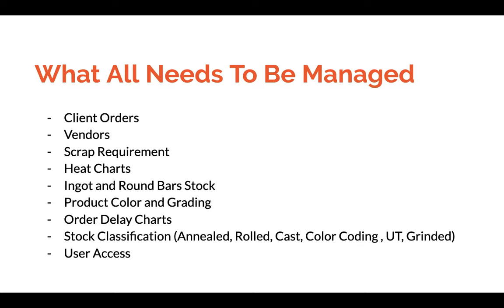And the order delay charts. For example, you have certain cycles, maybe ingots you generally dispatch in 10 days or 20 days, and round bars you may take 30 days or 40 days to dispatch, right from the date you received the order. All these things need to be managed properly. Then stock classification: you have the stock, but it again needs to be managed in a specific manner, like annealed, rolled, cast, color coding, or the grading, then UT and ground, and other things. And last is the user access you need to manage.